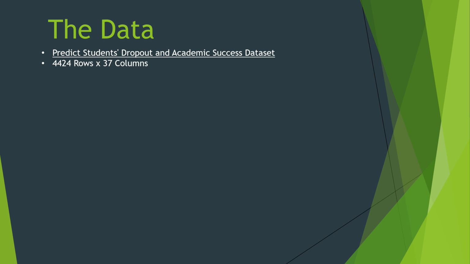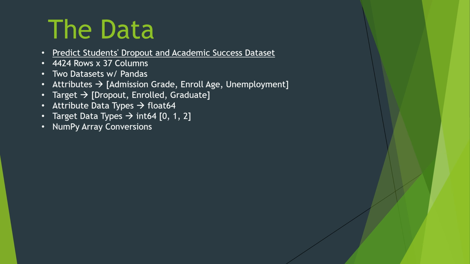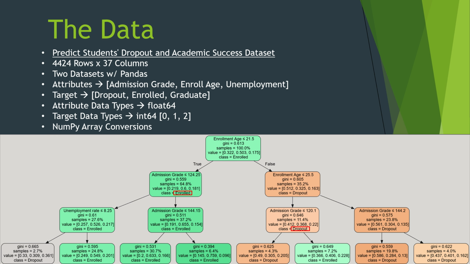The dataset I worked with looked at predicting student outcomes. Specifically, I am looking at accurate predictions on whether they drop out, stay enrolled, or graduate. Consisting of 4,424 rows by 37 columns, the dataset covers attributes like admission grade, enrollment age, and employment rates, which were selectively chosen to determine our predictions based on personal interests.